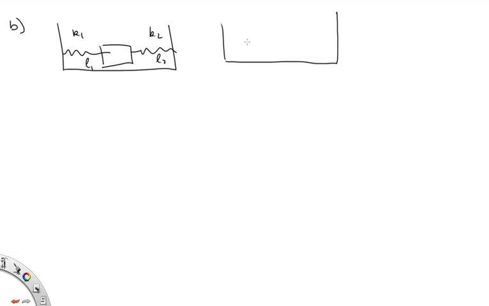Now case B is a little bit easier. Here's K1, here's K2. They've got length L1 and L2. Then we disturb it. This is in equilibrium. Now we disturb it. We pull a distance x. We've still got K1, K2. And this length is now L1 minus x, and this length is L2 plus x. Okay, so let's consider the force.